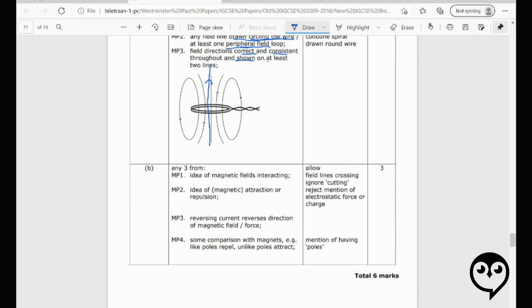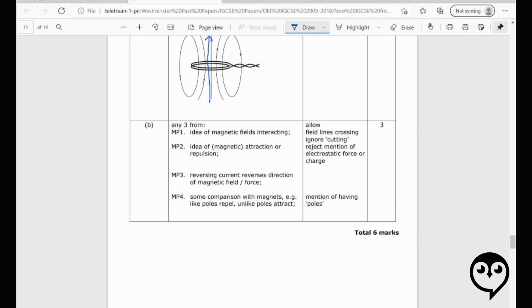And then what happens with the identical coils? Yeah, the magnetic fields are interacting. There will be an attraction or repulsion, and by reversing the current in the one coil, you will reverse the magnetic field, and some comparison with magnets about like poles repelling and unlike attracting, opposites attract, that kind of stuff. Right, okay, so I mean, that's kind of what I said.